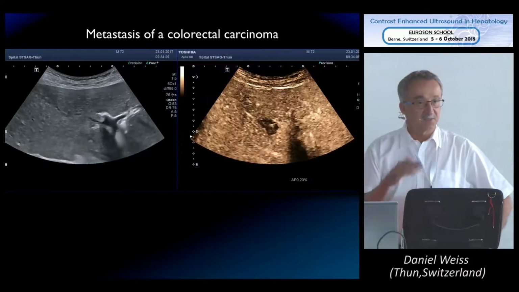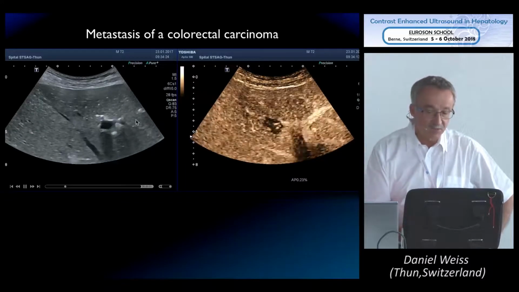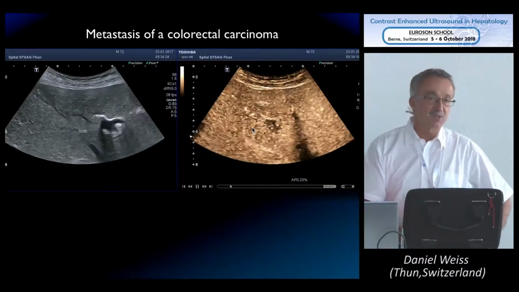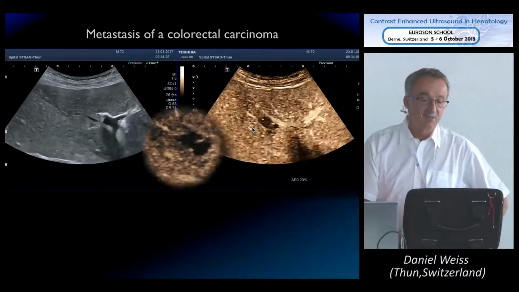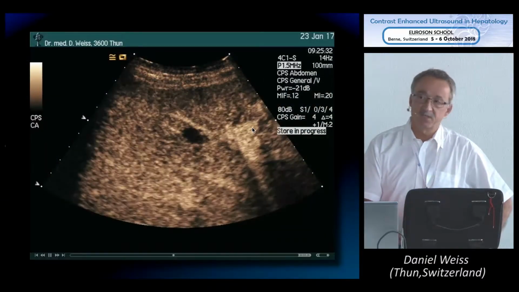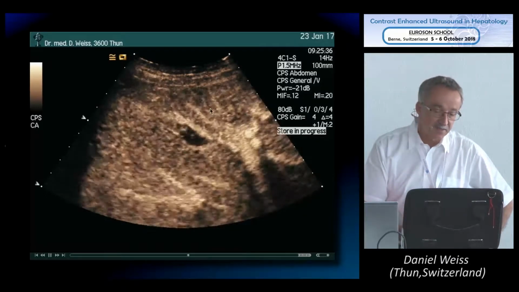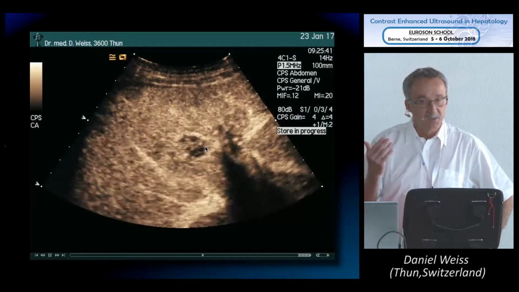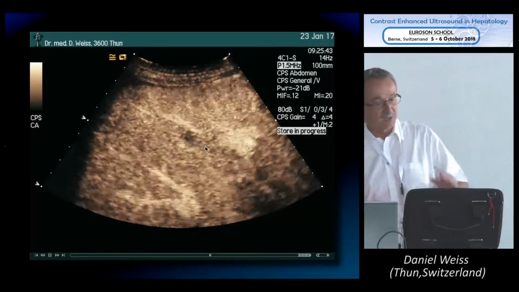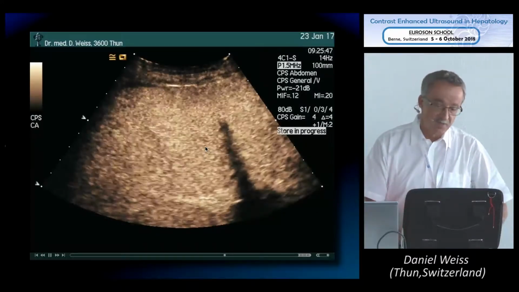So for detection, you have really to look at these washout areas. And when you have a washout area and you don't know how the wash-in was, you do a second injection, you do just a washout, wash-in phase, and you see there is a wash-in, and this can be important to make sure that it is really a viable tumor in the liver.